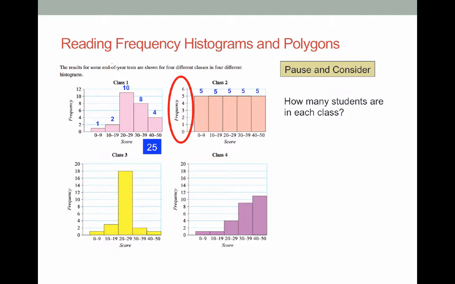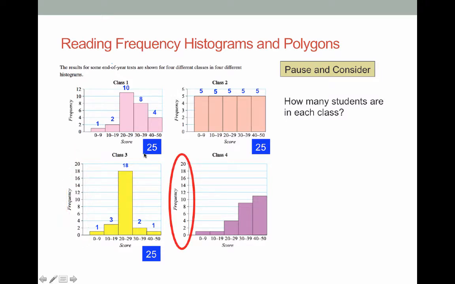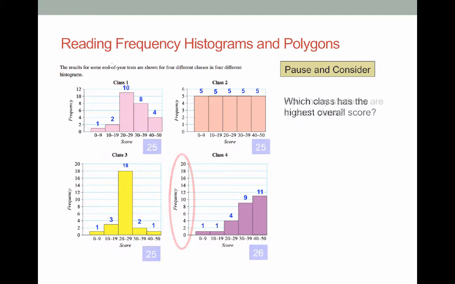Looking at class 2 and reading off the frequencies, we can see that there are 5 students in each of the groups, and there are 5 groups, so 5 lots of 5 is also 25. If we look at class 3, we can see that the frequency goes up to 18, which is huge for this middle column, but they're very small in the columns on either side. So if we add up all of those columns, we get 25 as well. Finally, looking at the last class, which also has a frequency that goes up into the 20s, but doesn't quite reach there, if we added up all their totals, we would see that there were actually 26 in that class.